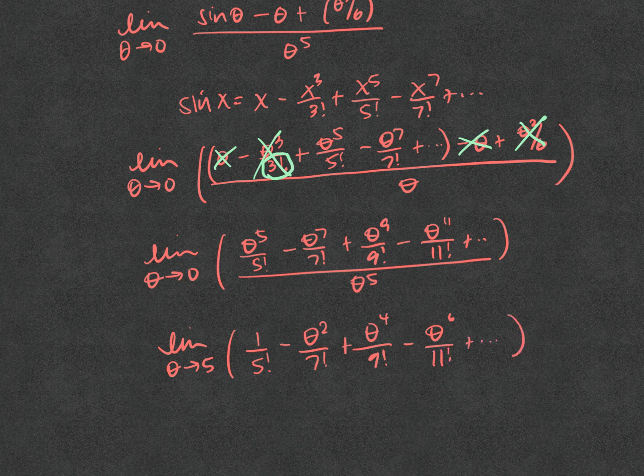So when theta approaches 0, that means this approaches 0, this approaches 0, this approaches 0, and so forth. So our answer is 1 over 5 factorial. 5 factorial is, I think it's 120. Let me think about that for just a second. 5 times 4 is 20, times 3 is 60, times 2 is 120. So you can say 1 over 5 factorial or 1 over 120.